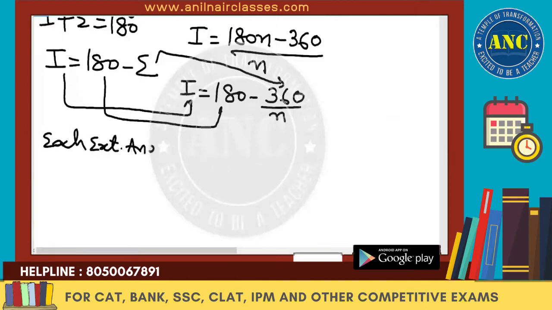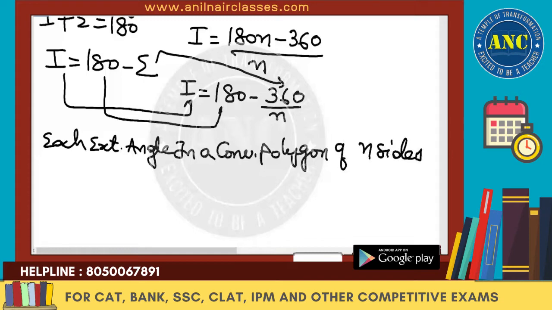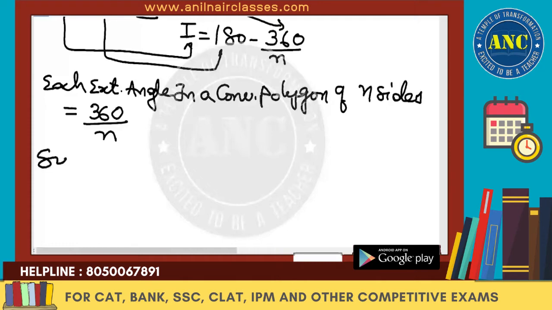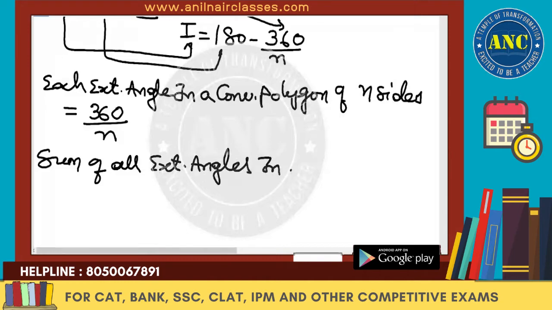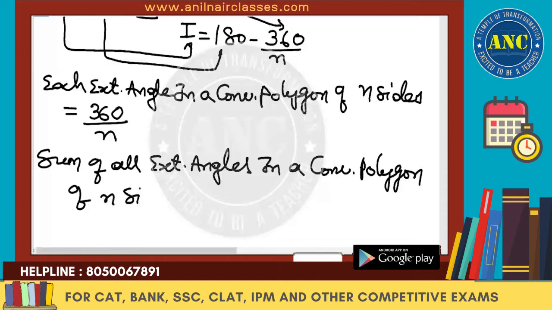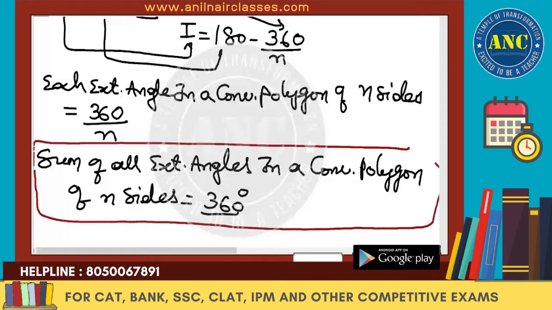Each exterior angle in a convex polygon of n sides is given by 360 by n. So the sum of all exterior angles in a convex polygon of n sides is always 360. Very important point: the sum of all exterior angles is 360 degrees.